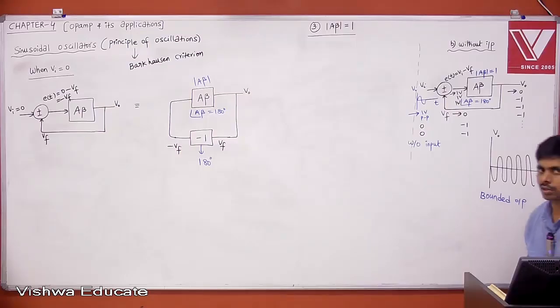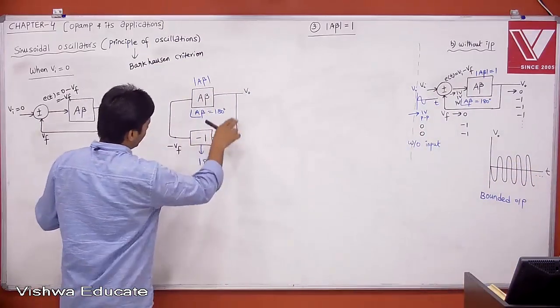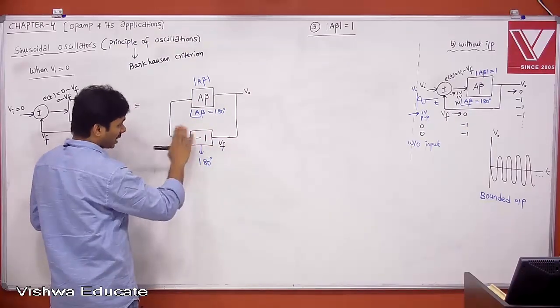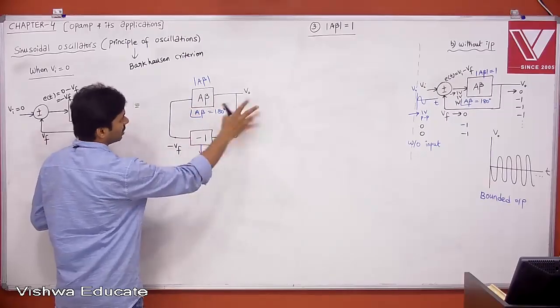I hope everybody understood, right? The total loop phase shift must be equal to 0 degrees or multiple of 2 pi to get oscillations. The frequency at which this is satisfied, where the loop phase shift is 0 degrees, that is what is your frequency of oscillation.